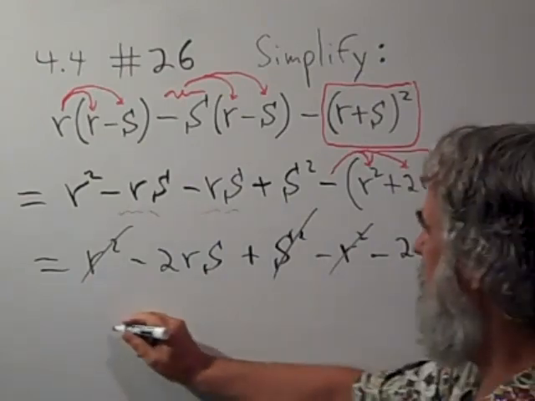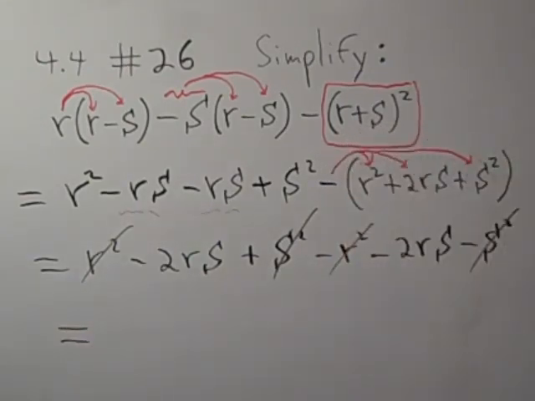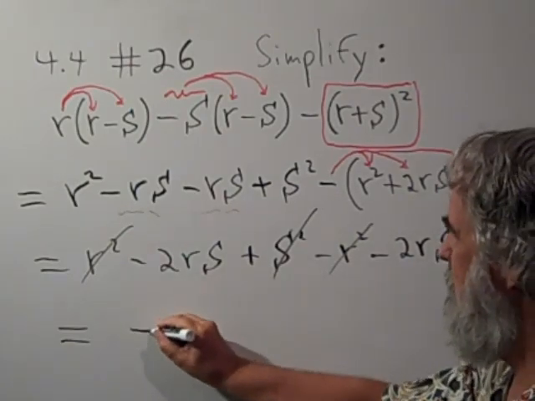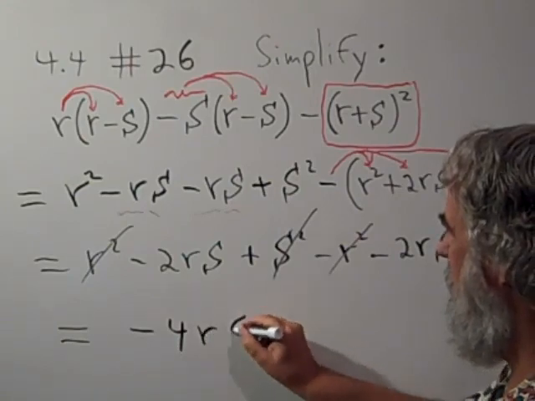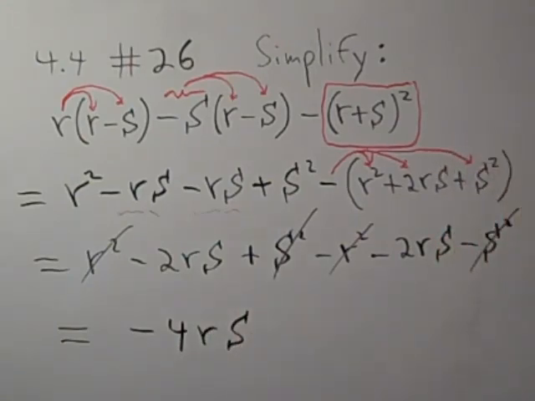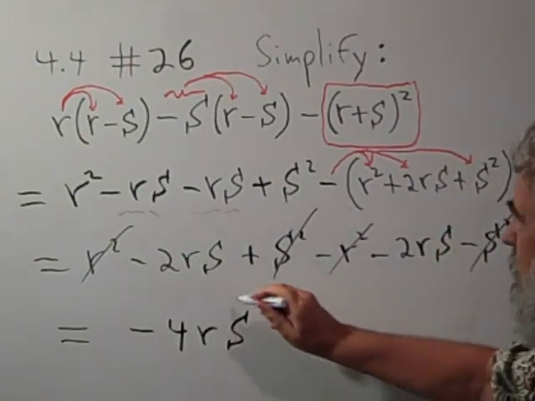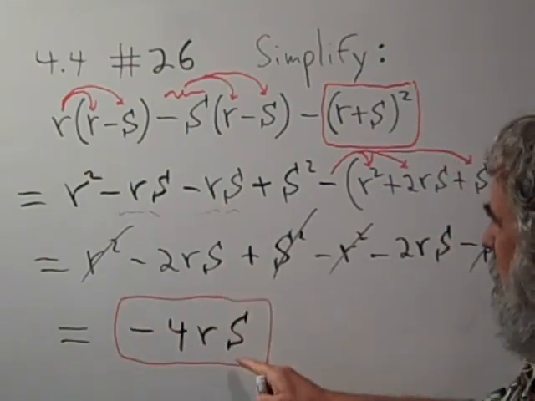So after that, what we have left is simply negative 2rs, and then another negative 2rs. Those add up to negative 4rs. So this problem simplifies all the way down to this one monomial.